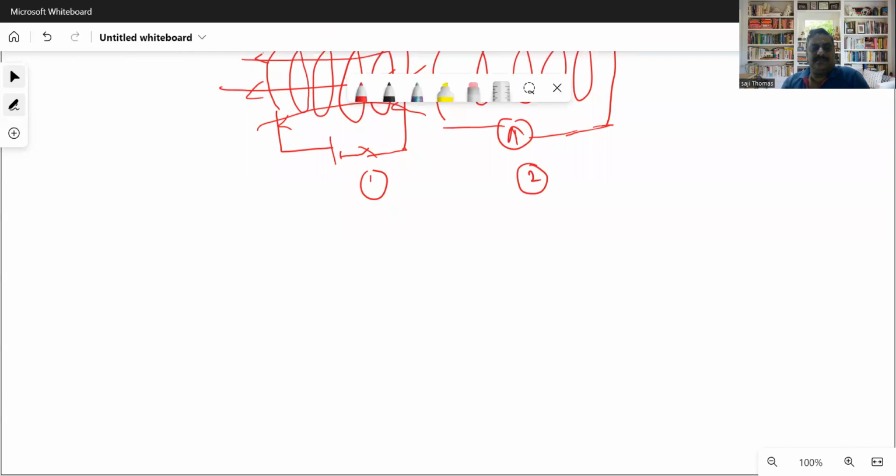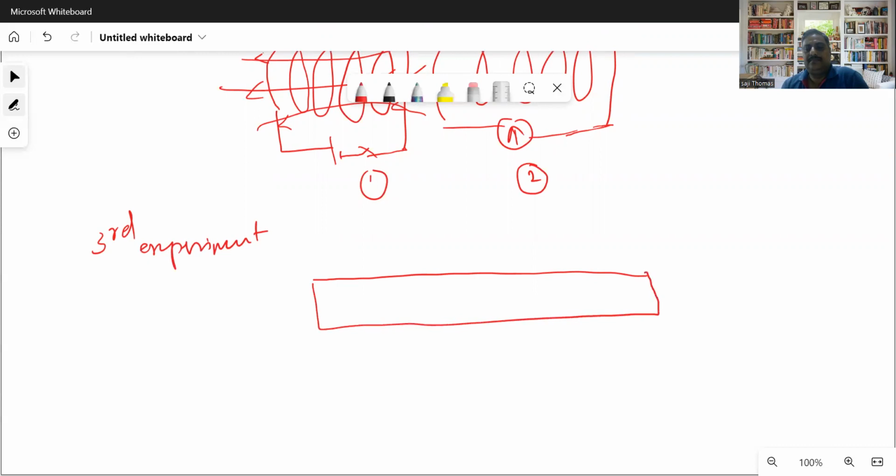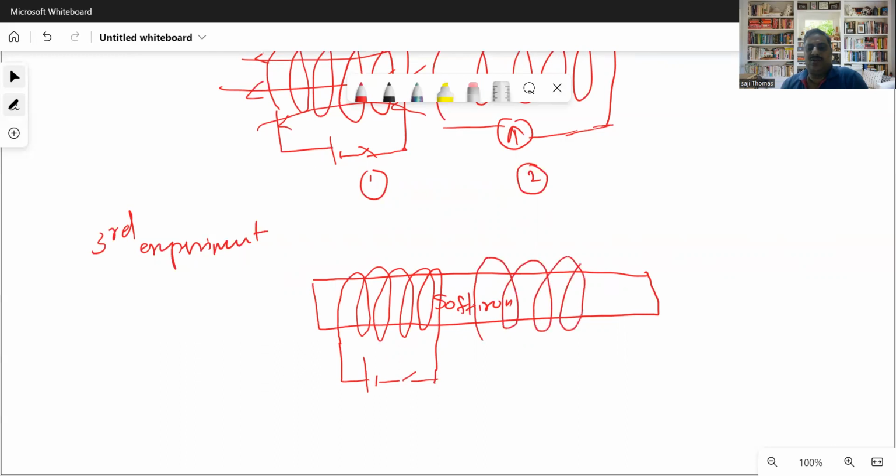Now, third experiment. Here, he took a soft iron core. He connected a coil here, coil 1. The coil is connected to a battery or a cell and a key. There is a second coil here, wound over the same soft iron core. This is connected to a galvanometer.